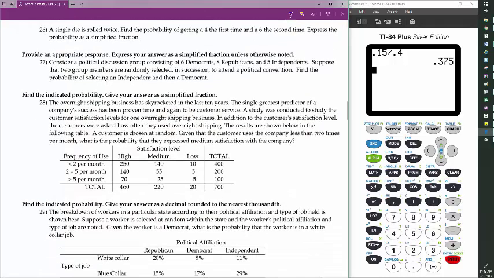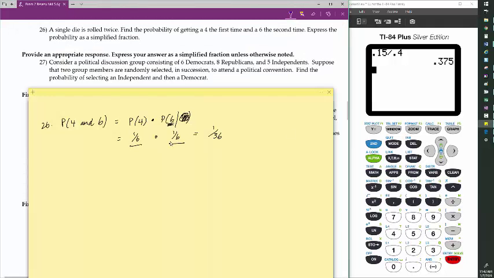A similar approach can be taken here for number 27. There are 6 Democrats, 8 Republicans, and 5 independents in a sample. So a sample size of 8 and 5 is 13, plus 6 is 19 total. 2 people are selected. We want the probability of getting an independent and then a Democrat.